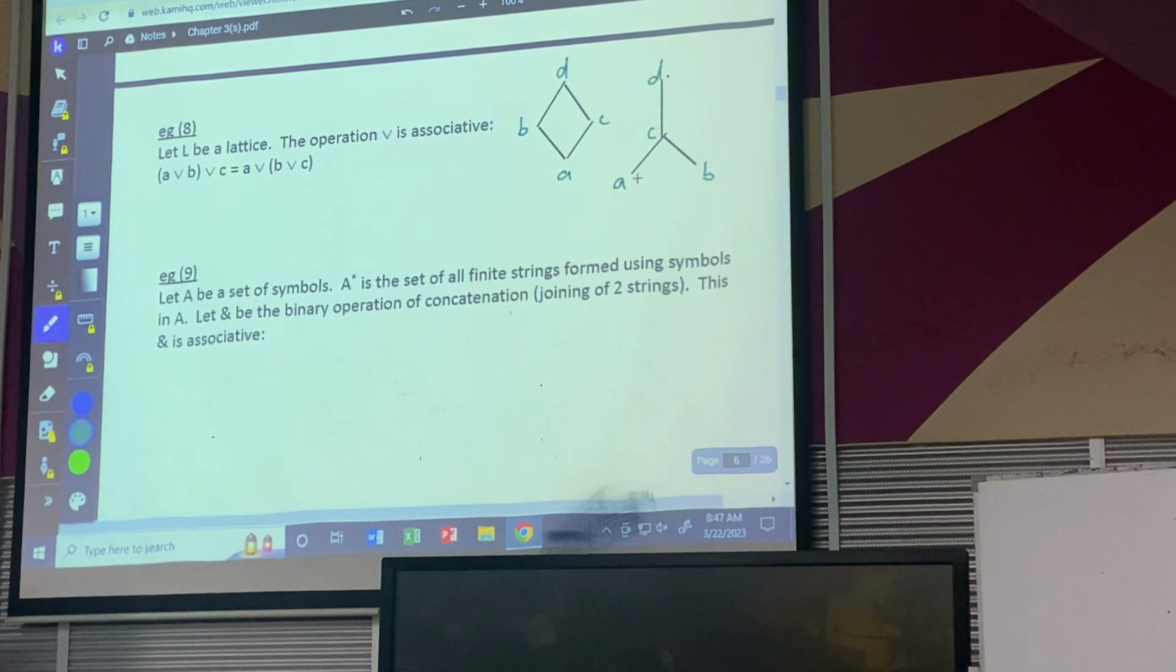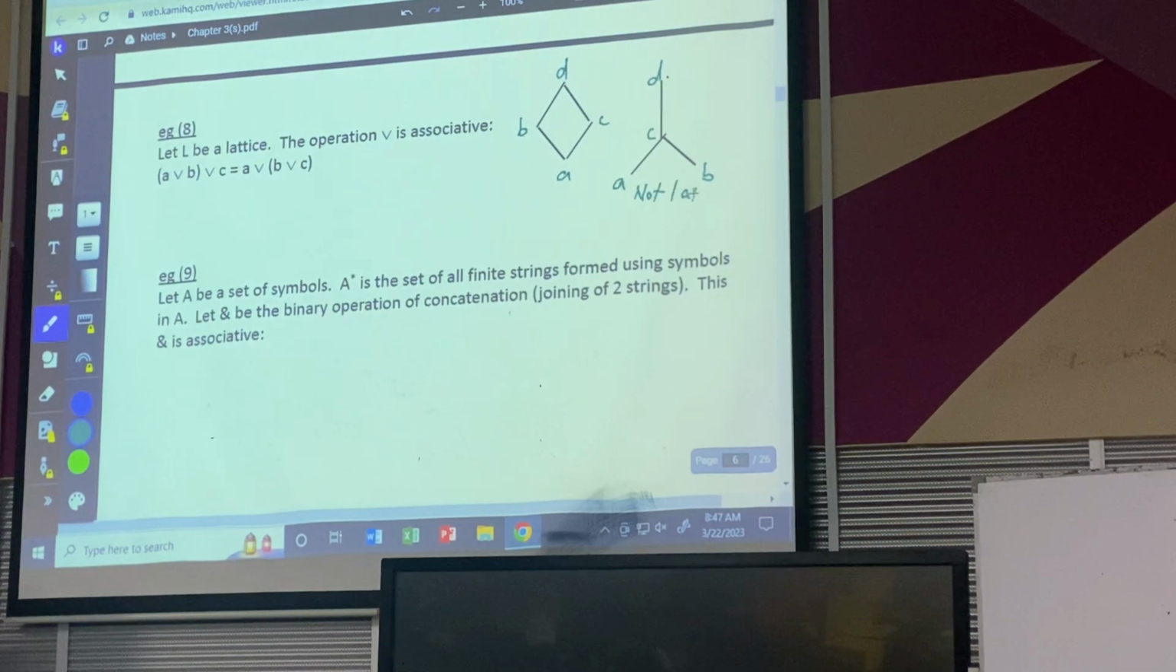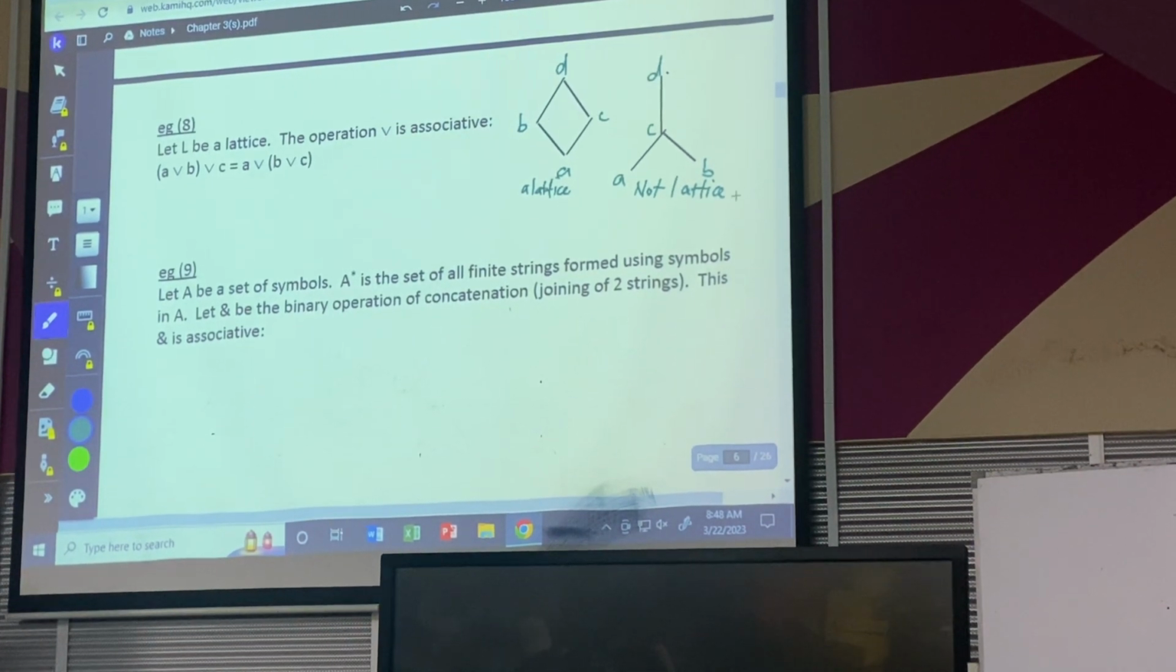So, if they don't have greatest lower bound, means that this is a lattice or not? No. Okay? So, this is the example that it is not a lattice because we don't have a greatest lower bound for A and B. And this is a lattice because all the two elements can have their greatest lower bound and the least upper bound. So this is lattice, huh?